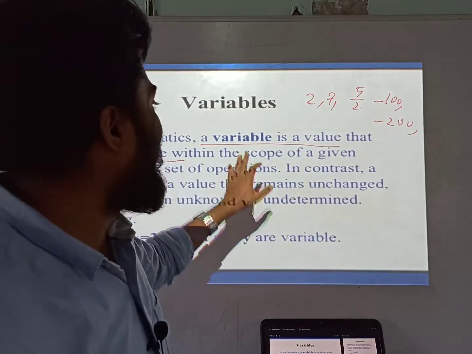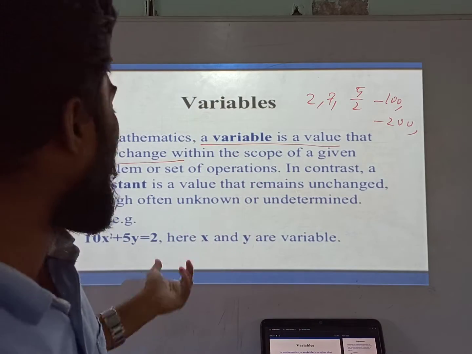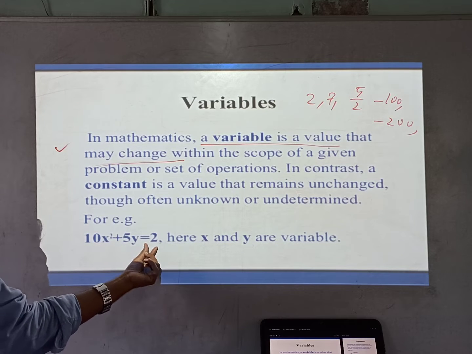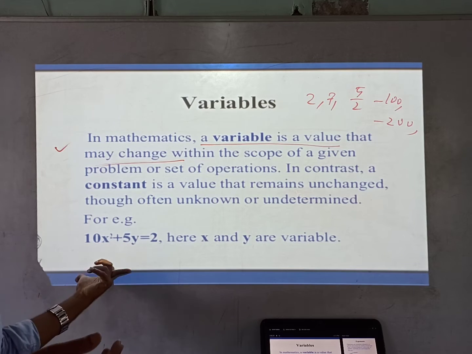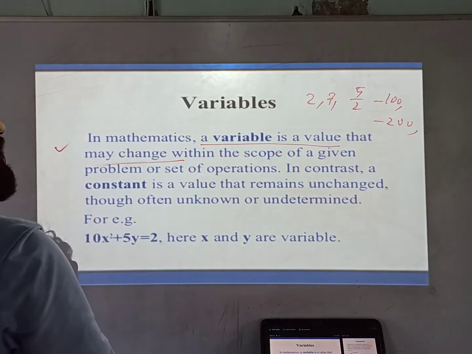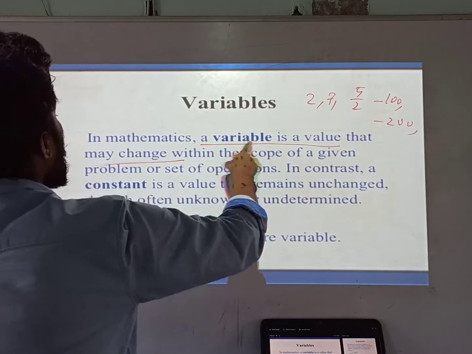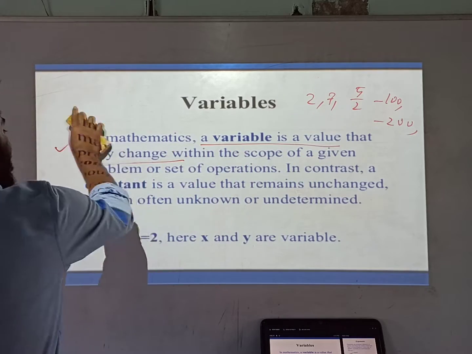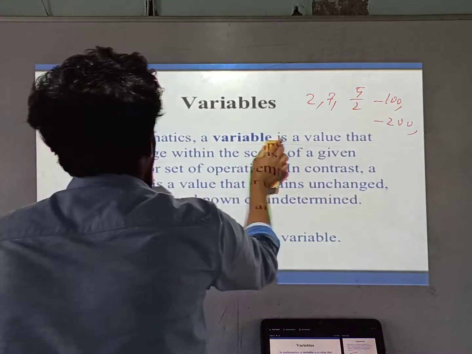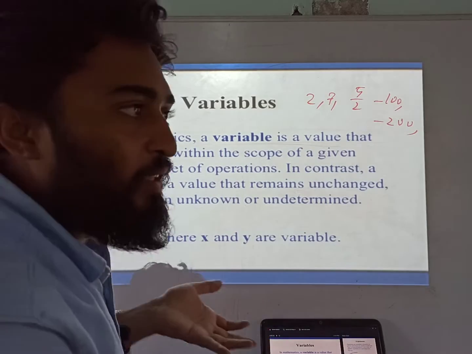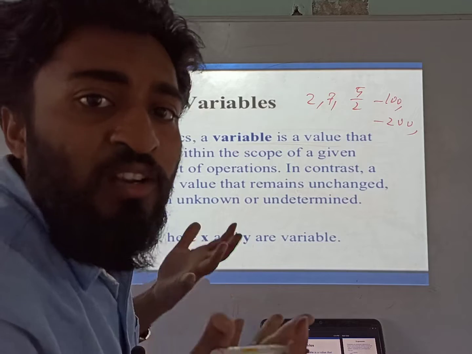Okay, after that, variable. What is a variable? X, y. See here, variable means, here, in the mathematical expression 10x square plus 5y equals 2. Why are we calling it variable? See, what is the definition of variable? A variable is a value that may change within the scope of a given problem or set. In simple terms, we can understand from the word itself: variable means which varies. Something which varies is called a variable.